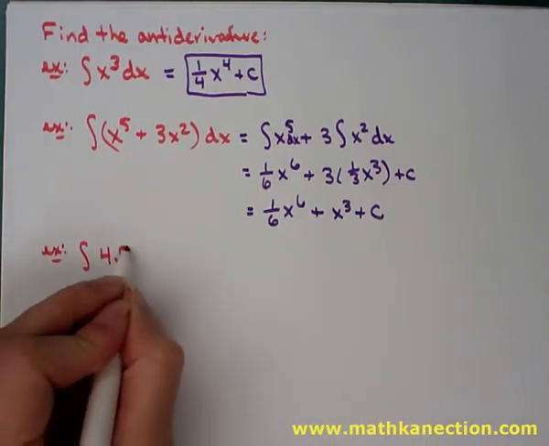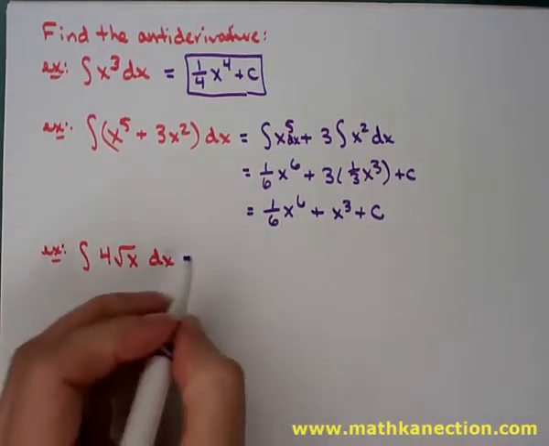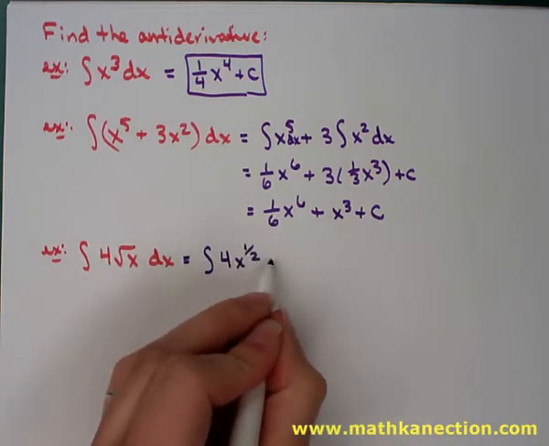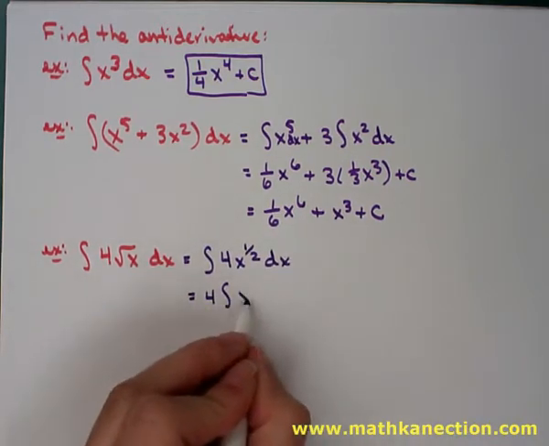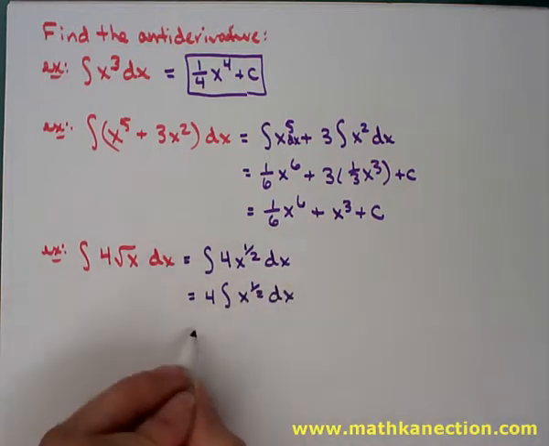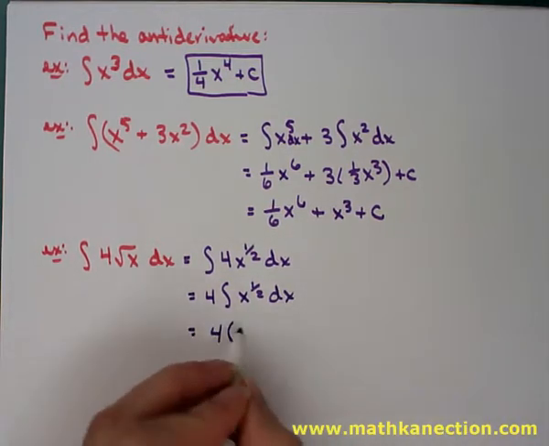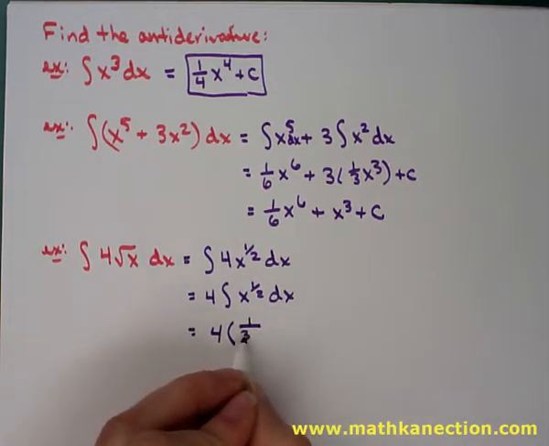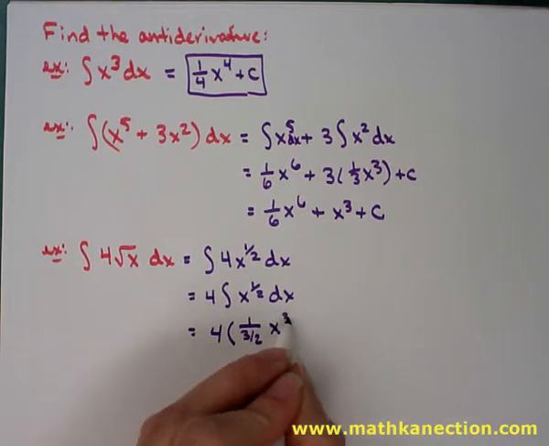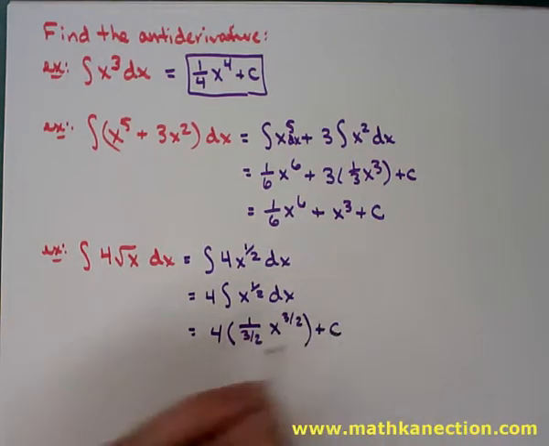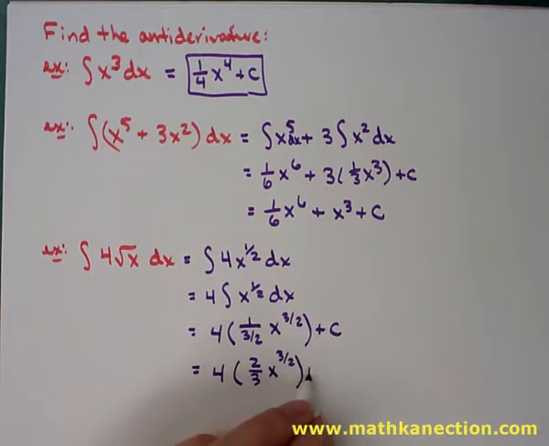Next integral is 4 square root of x dx. Rewriting first, we have 4x to the 1/2 dx. Taking out the coefficient of 4, that would be 4 times the integral of x to the 1/2 dx. Adding 1 to the 1/2 makes 3/2. So we have 1 over 3/2 as a coefficient, x to the 3/2, plus our constant c. Taking the reciprocal of 3/2 to make 2/3, and multiplying 4 times 2/3 to make 8/3, x to the 3/2 plus c.